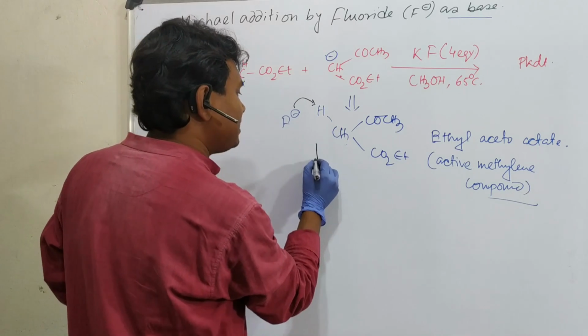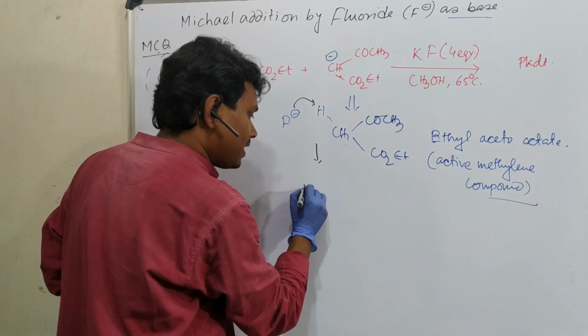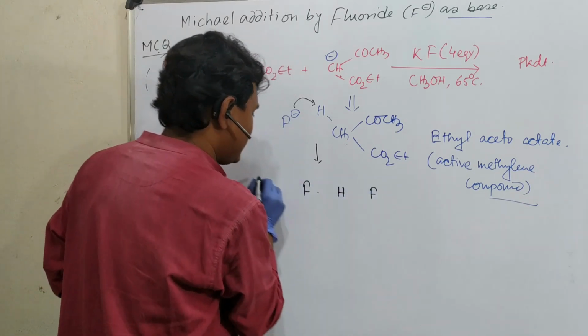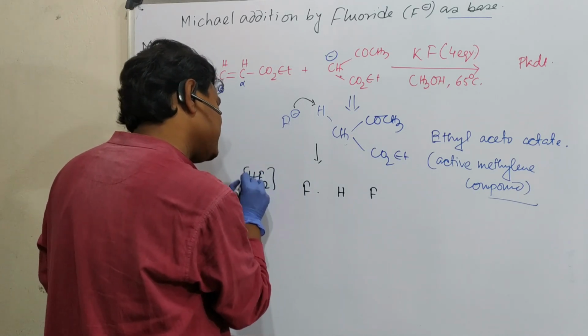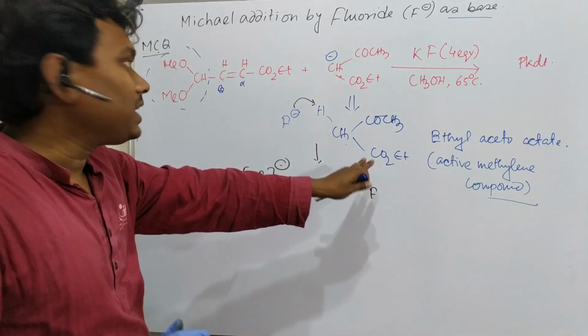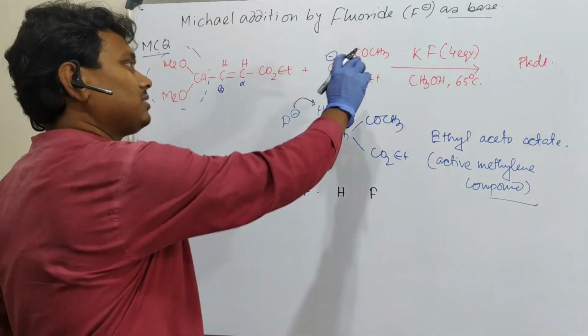And ultimately, what is the consequence of this H plus? It is converted into FHF, in short, HF2 minus. I'll explain why and how. So this anion will be generated, after that it will react. So that thing we understand. Now our focus is on KF.